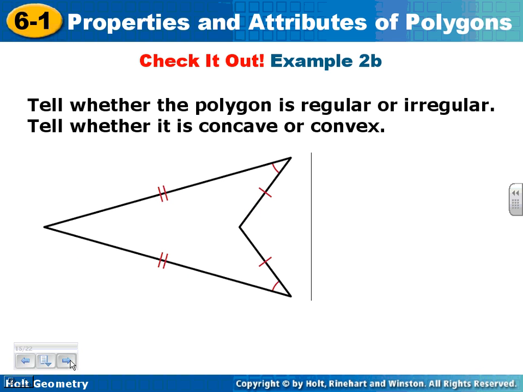The next one, is this regular or irregular? Are all my sides congruent? No. Irregular is what it is. And you see this end here, how this is kind of sunken in. That means it's concave. It's caved in. It's how I like to remember it.